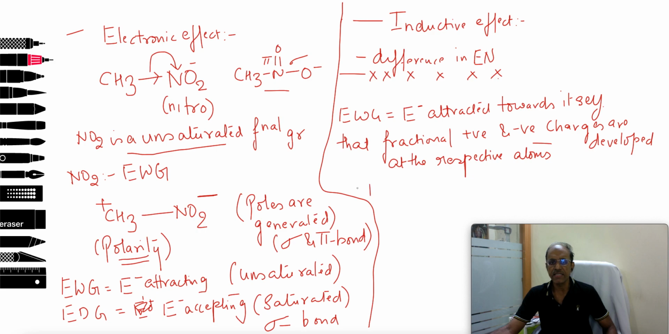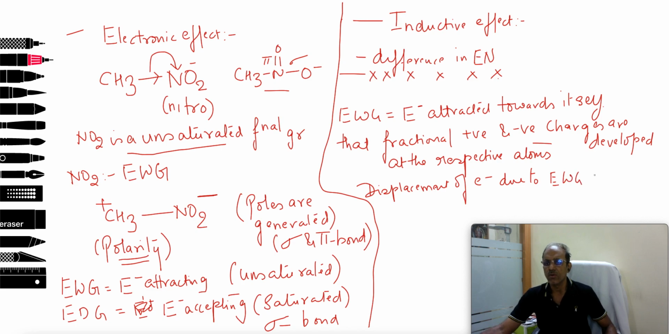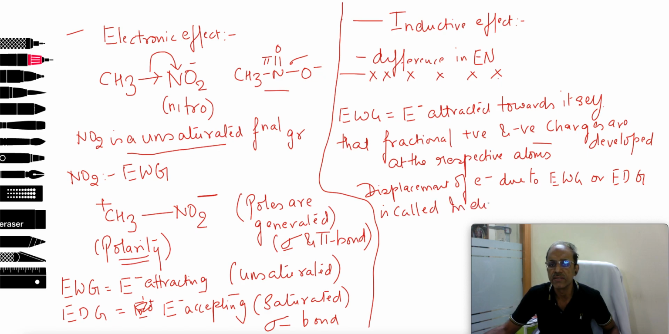The displacement of electrons due to an electron withdrawing or electron donating group is called inductive effect.